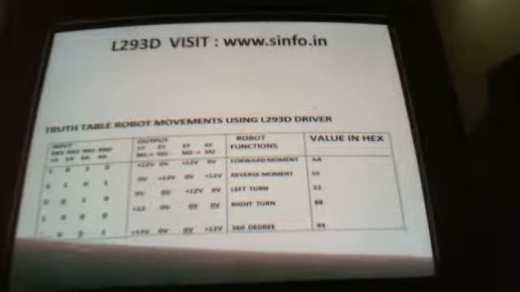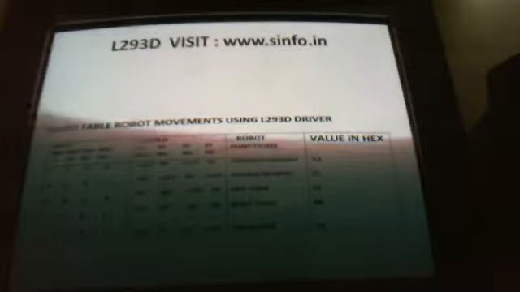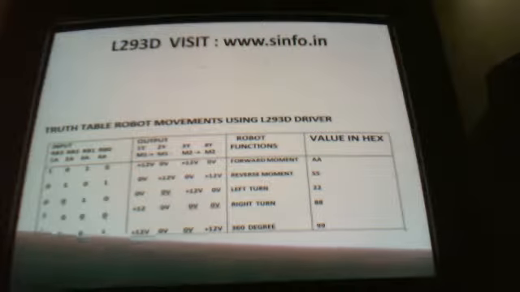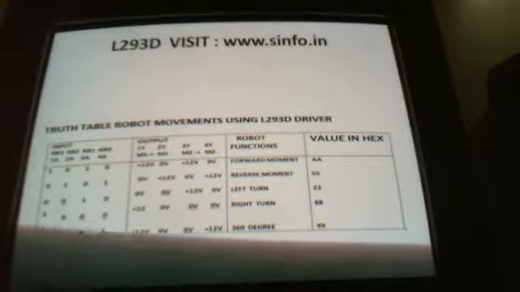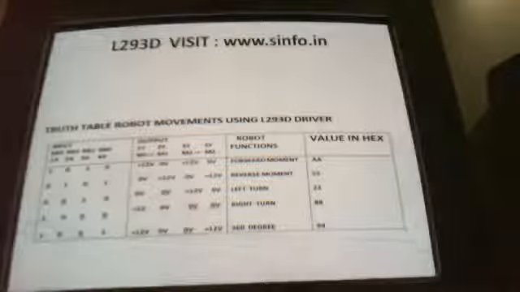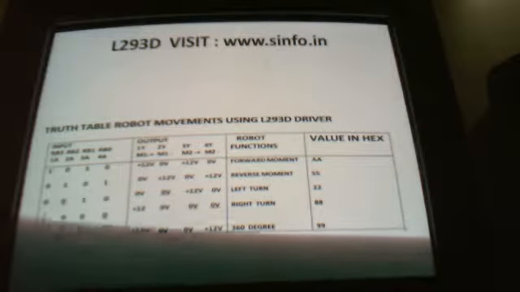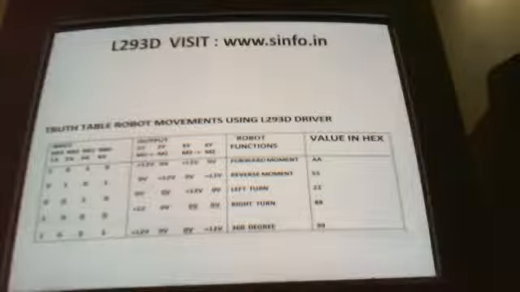Now I connect the IO port of my microcontroller and input 1A, 2A, 3A, 4A as 1010, which means at the output I will get plus 12 volt, 0 volt, plus 12 volt, 0 volt. So my motor will rotate clockwise, because for both motors of my robot the positive will get plus 12 volt and the negative will get 0 volt. So the motor is in a position to rotate clockwise, and my robot will do forward movement. For that I need to send AA from my microcontroller.